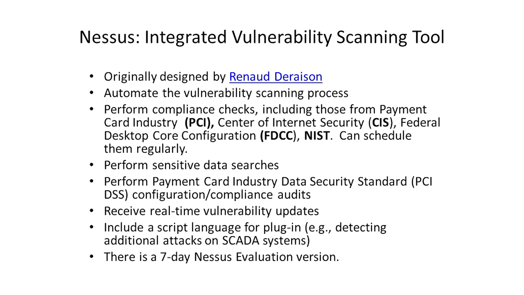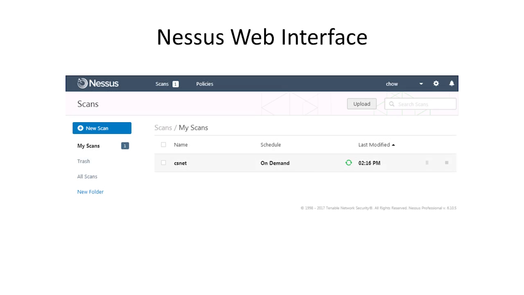There is a 7-day Nessus evaluation version available for you to download from Tenable.com. The single user license is very expensive. It costs $2,190 per year.